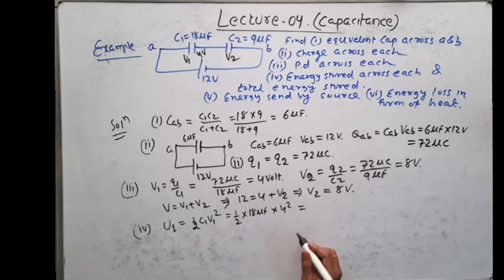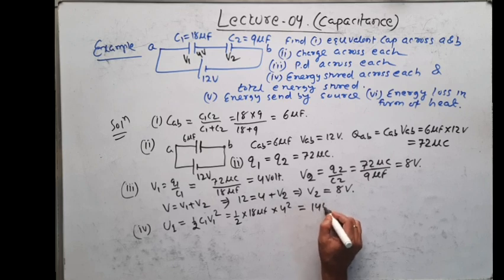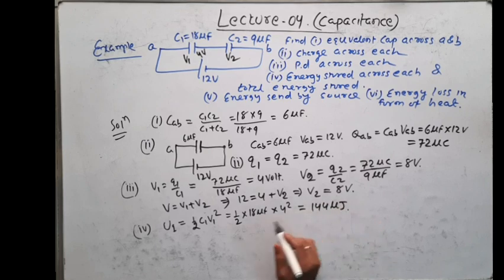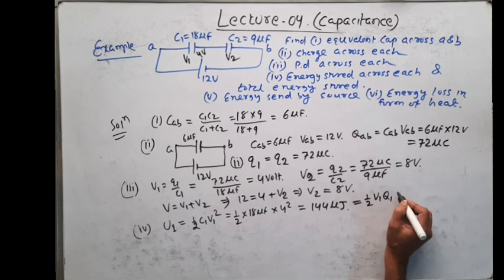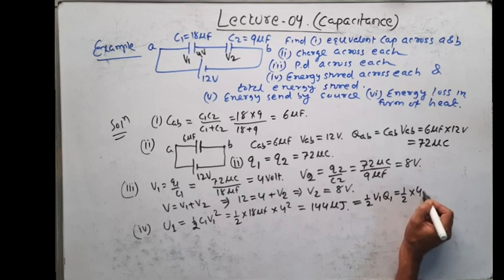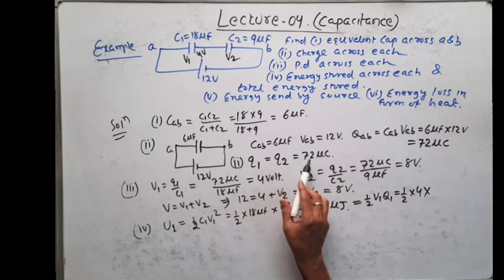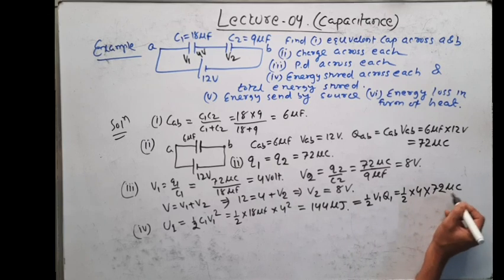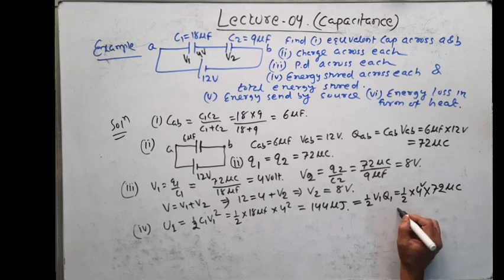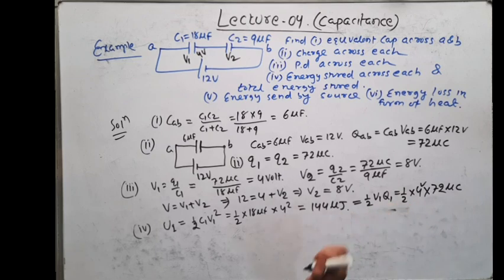So now if you calculate, just multiply this, what result will you get? You will get 144 microjoule. This is the energy stored. You can also calculate the energy stored by the formula half V1 Q1. That is half, V1 is equal to 4 volt, Q1 is 72 microcoulomb. So that is equal to 144 microjoule.